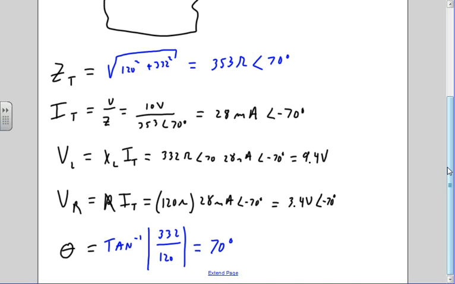All right, that was 6. Next guy is 18, and we can't do 18 yet because we haven't gone that far. All the rest of them are the same. We could do 8. No, we still have to cover apparent power and power and things like that. We'll do number 8.